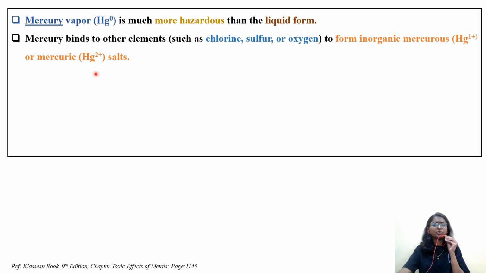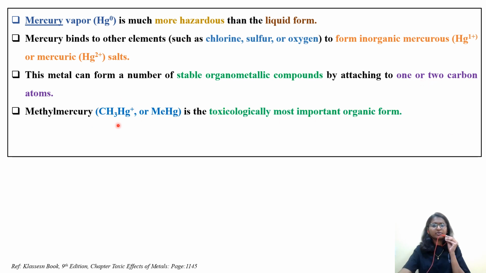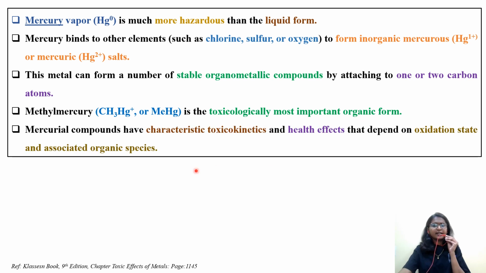Same thing you have learnt about chromium toxicity also. Chromium also exists in various oxidation states, and you have to remember which oxidation state is causing more toxicity. The metal can form a number of stable organometallic compounds by attaching to one or two carbon atoms. Methyl mercury, CH3Hg+, is the toxicologically most important organic form. Mercurial compounds have characteristic toxicokinetics and health effects that depend on oxidation state and associated organic species.